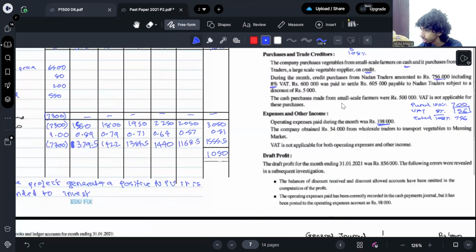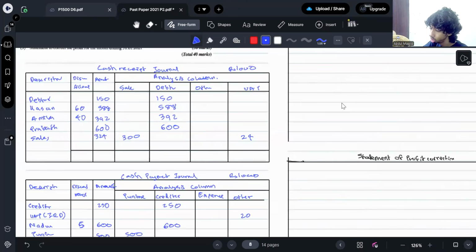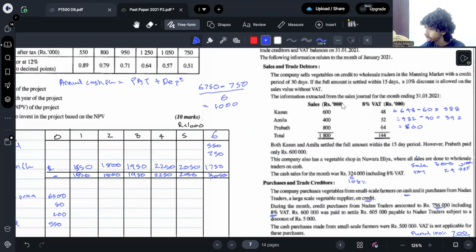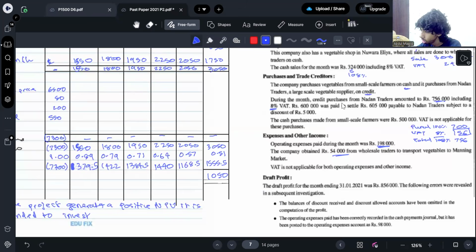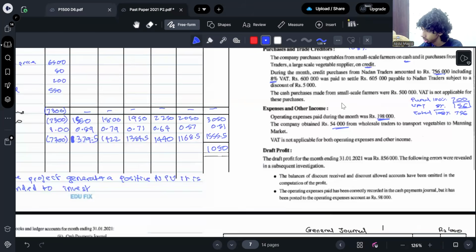Then VAT is not applicable. The company obtained 54,000 from a wholesale trader to transport vegetables to Manning market. They charged the 54,000 from the wholesale trader. So that is the other income. Transport income, 54,000. It will go to other. Okay. Then next, VAT is not applicable for both operating expense and other income.